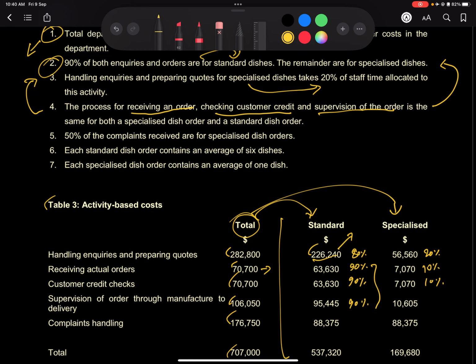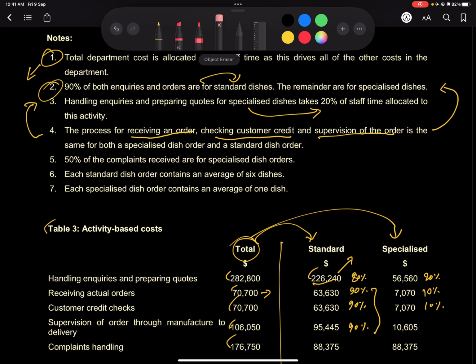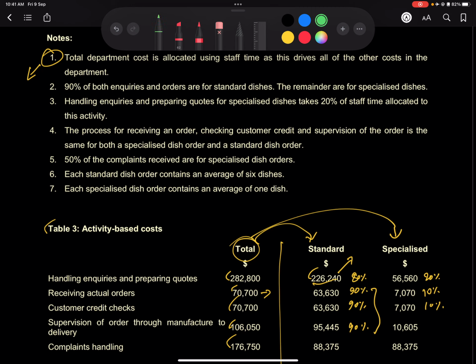So you might be thinking, why 90%? Again, I want you to listen very carefully. I'm going to explain one more time. Logically speaking, if you are going to receive an order for a standard dish, I'm a customer who's going to buy a standard dish, so I'll make an inquiry for it first of all, and based on that inquiry, there will be some staff who will be handling my queries.